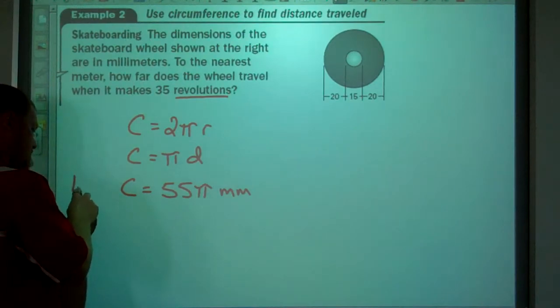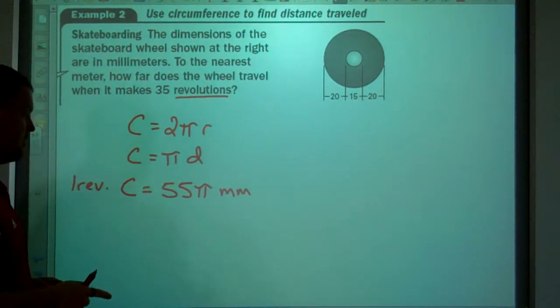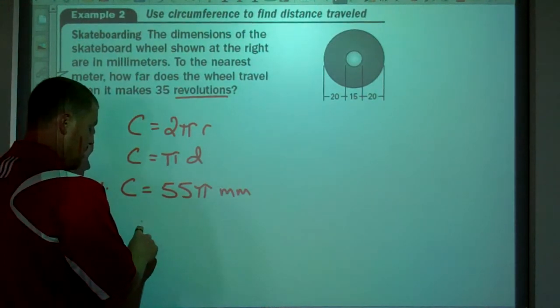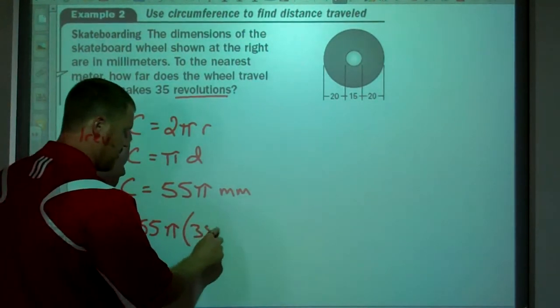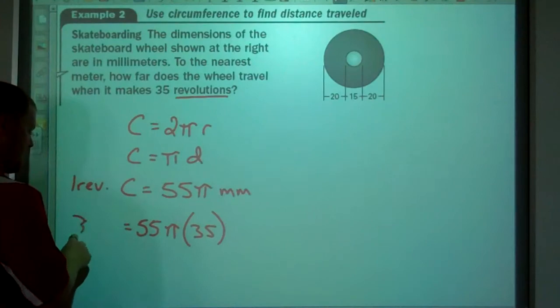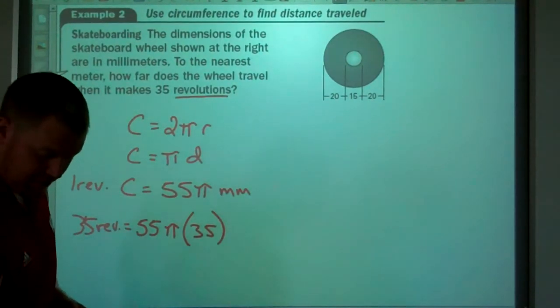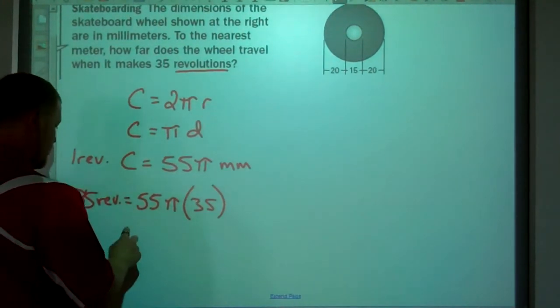That's one revolution. How do we find 35 revolutions? We would simply take 55 pi times 35, and that'll give us 35 revolutions. So 55 times 35, we get 1925.